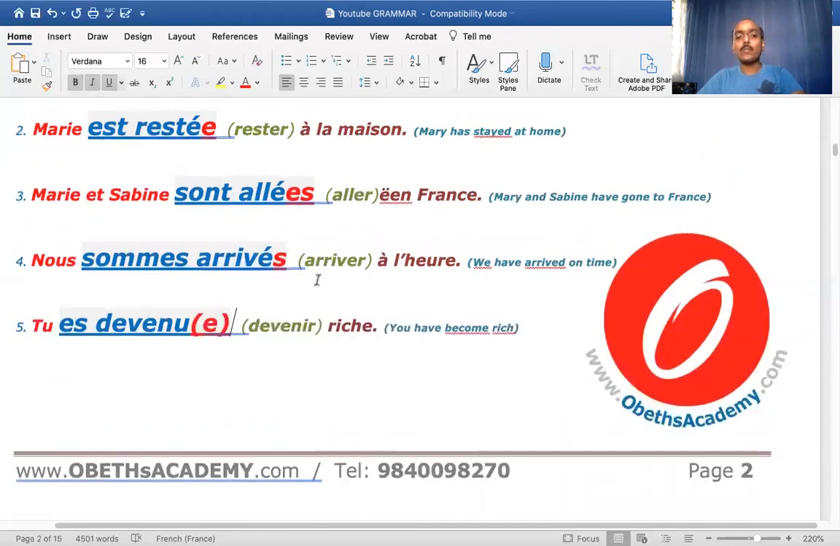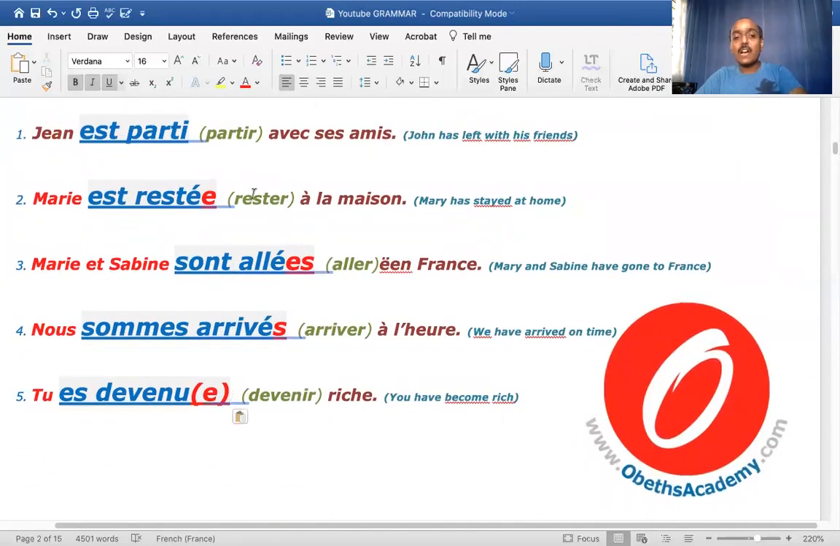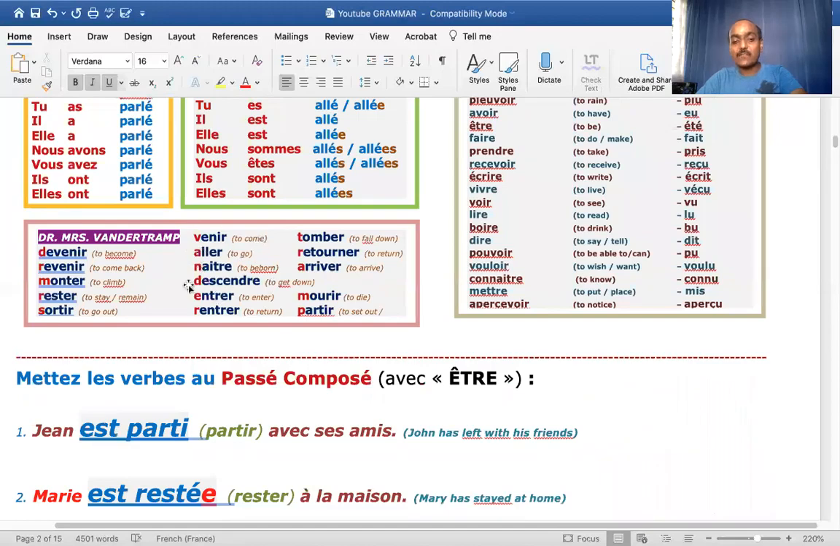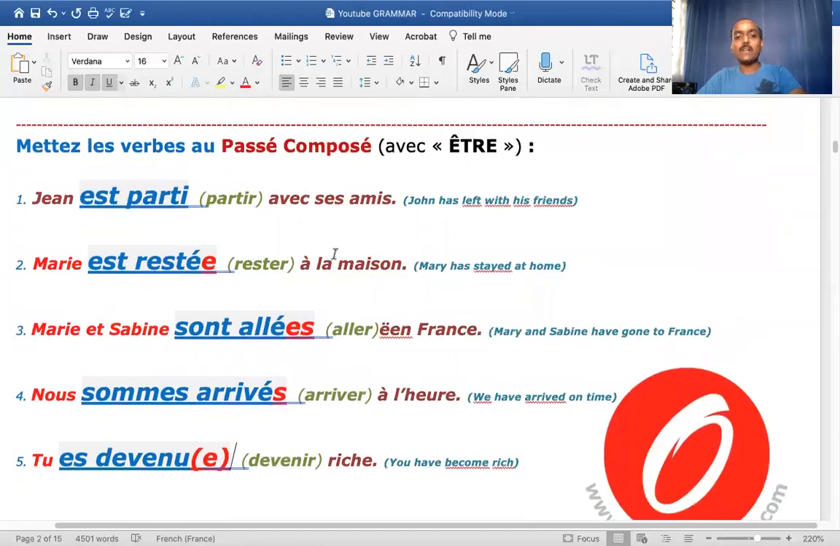So this is how you need to conjugate the verbs that are found in Dr. Mrs. Van Tramp list. Since these verbs are found in Dr. Mrs. Van Tramp list, we are using être as the auxiliary verb. And if we use être as the auxiliary verb, at the end of the past participle, we need to do something called agreement. I hope you've understood.